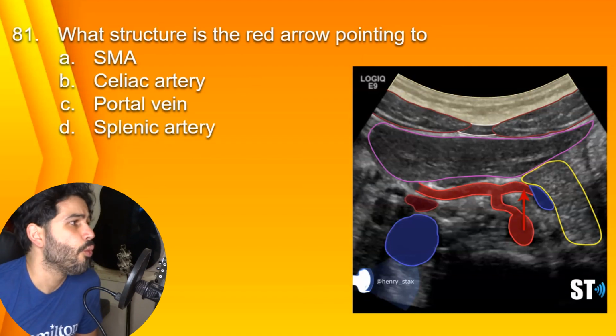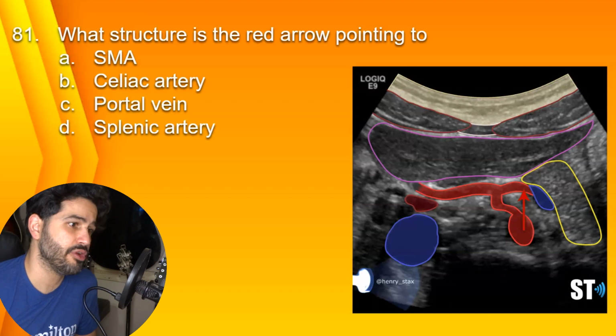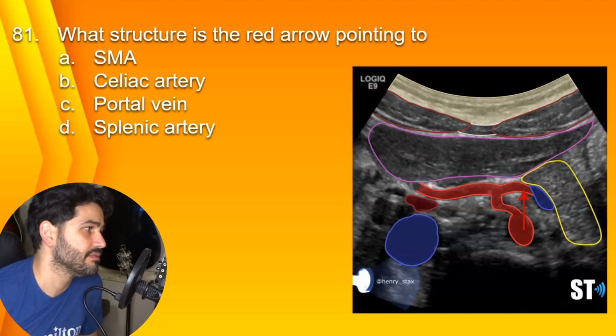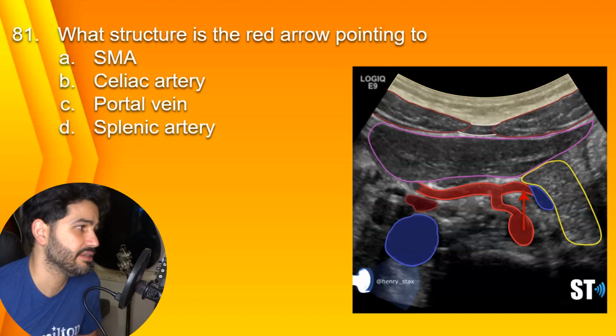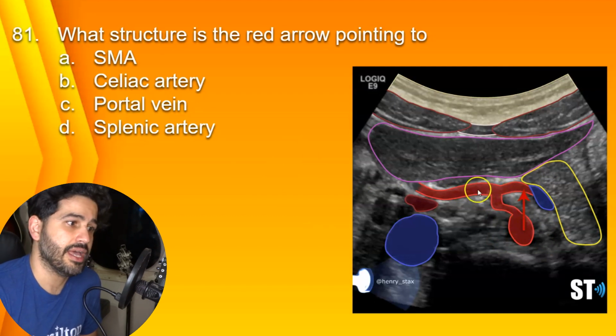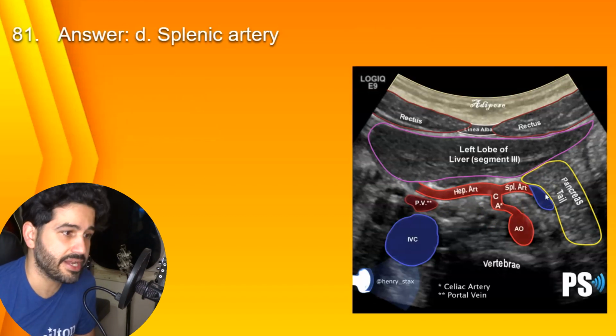Number 81. What structure is the red arrow pointing to? A. Superior mesenteric artery, B. Celiac artery, C. Portal vein, or D. Splenic artery. Okay, so here you got your celiac axis, which we like to call the seagull sign. And you know that the hepatic artery goes this way and the splenic artery goes that way. So that is D. Splenic artery.